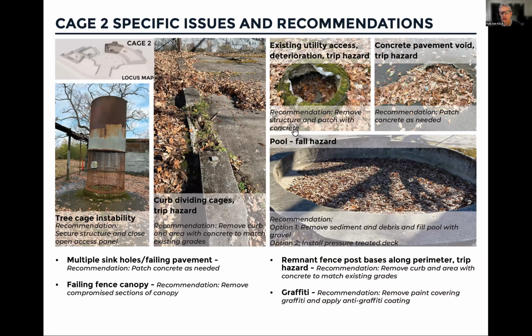So some of these same issues, but with the recommendations for the pool being the same: either remove the debris, fill with gravel, or put a wood platform over this. The cage around the tree, we can close the opening and make it stable. This divider between cage 2 and 3, we can remove the tripping hazard and fill in the holes in the pavement and any of these other utility holes.